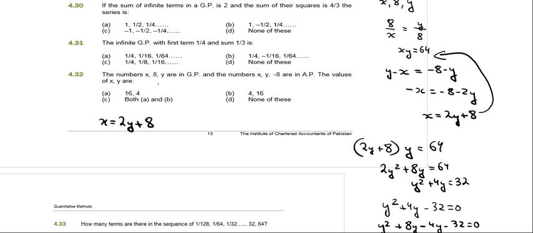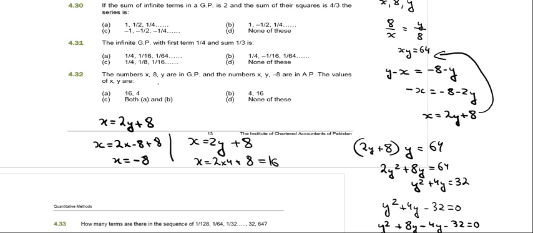If y is minus 8, x will be 2 into minus 8 plus 8, and therefore x will be minus 8. On the other hand, if y is equal to 4, x is equal to 2y plus 8, and x is equal to 2 into 4 plus 8, which is 16. This is when y is equal to 4. Our answer over here is 16 is the value of x and 4 is the value of y. So our answer will be A.